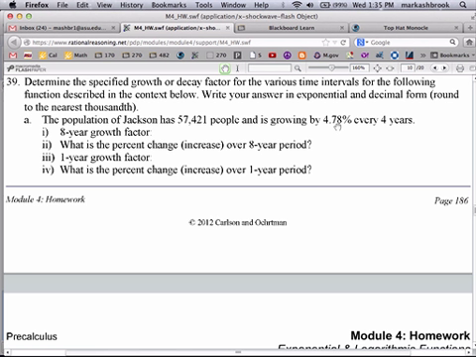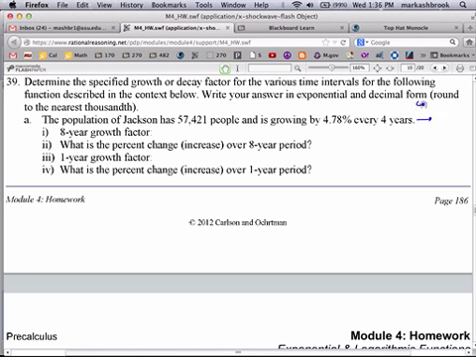Here we go. So the population of Jackson is 57,421, growing by 4.78% every 4 years. So from that information, we can immediately get a growth factor. Exponential growth is all about growth factors. That's the key to working your way through these problems. So right off the bat, we can write down a growth factor. Which growth factor can we write down?